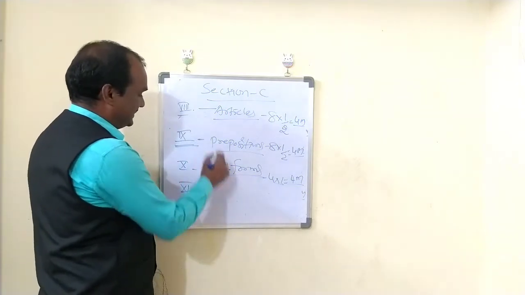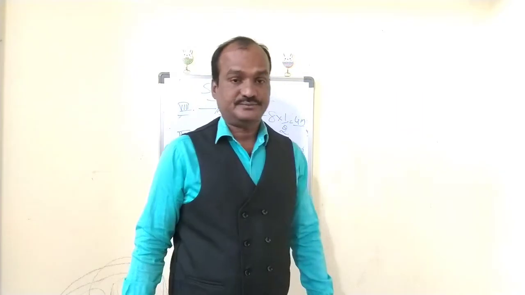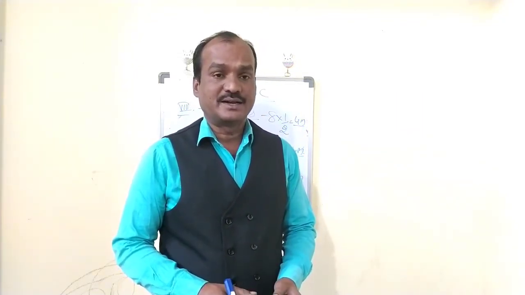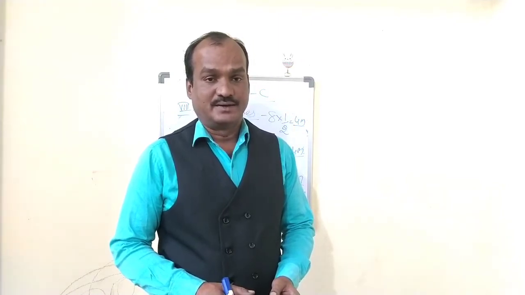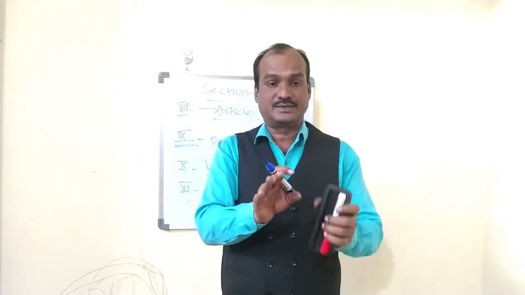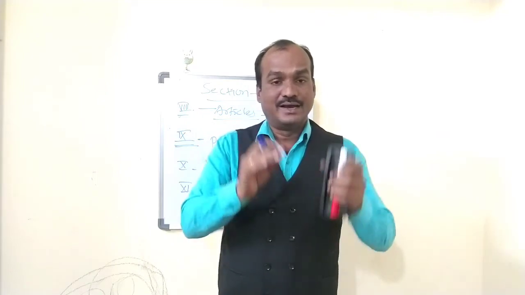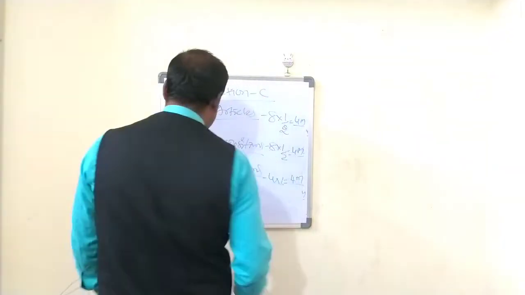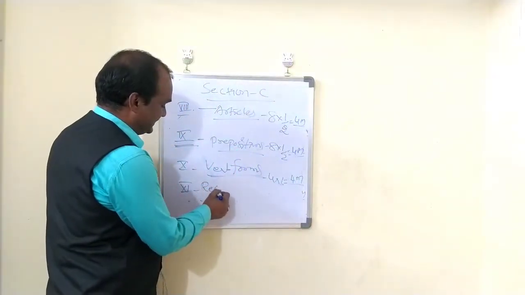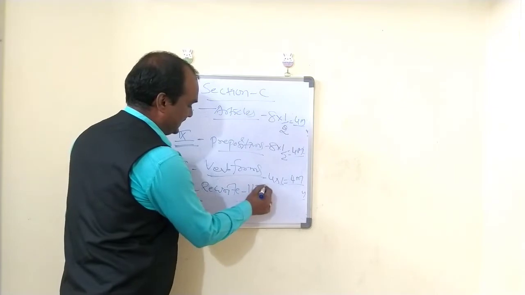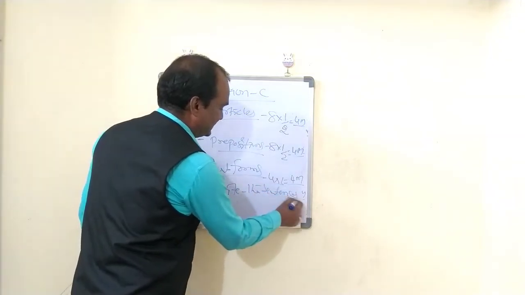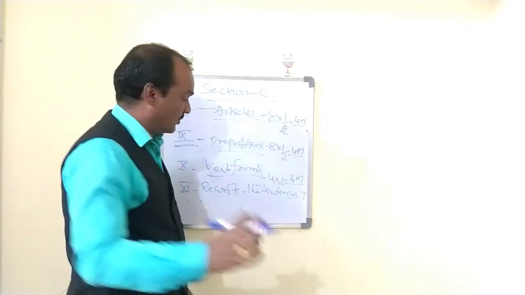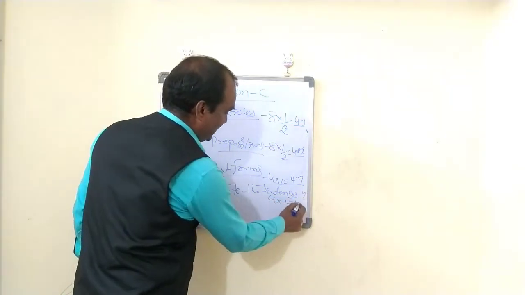Again, bit number 11 is correction of sentences. Okay, sorry, here bit number 11 is not correction of sentences. It is rewrite the sentences as directed. Here again you will get 4 marks, 4 into 1.